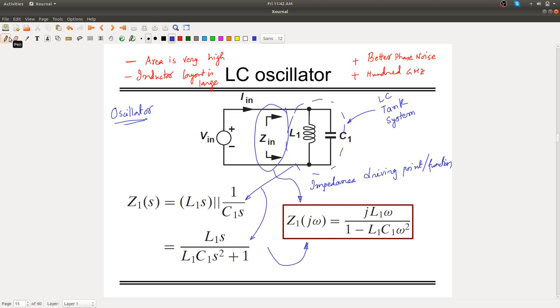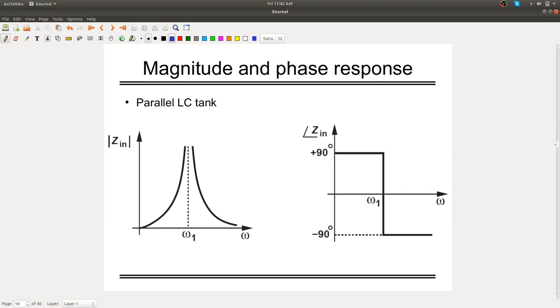So you know that you will have the highest impedance when the denominator becomes zero, and that is 1 by root LC in radian per second, right? Okay, so all well till now. We have studied this side of the diagram, where mod Zin versus omega, at omega 1, which is equal to 1 by root LC, you will have infinite impedance. And it's not coming in my screen, so it's shown it's going infinite, right?